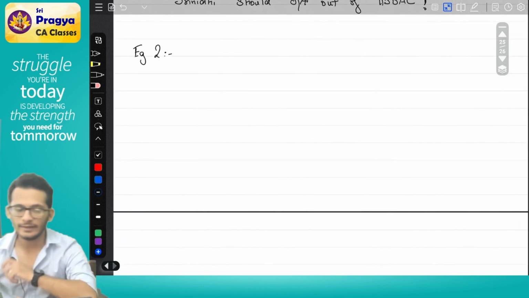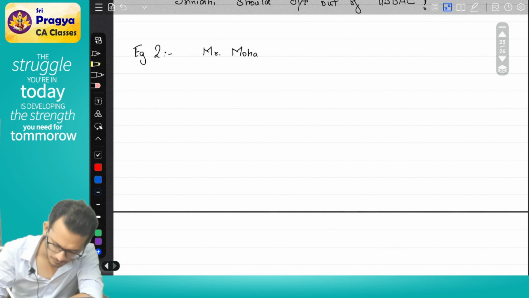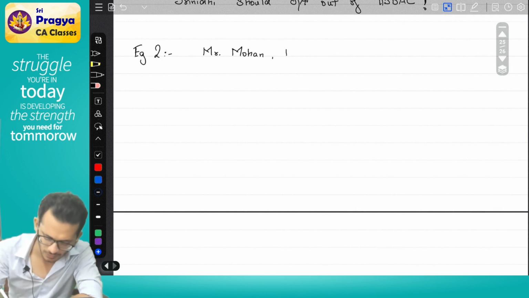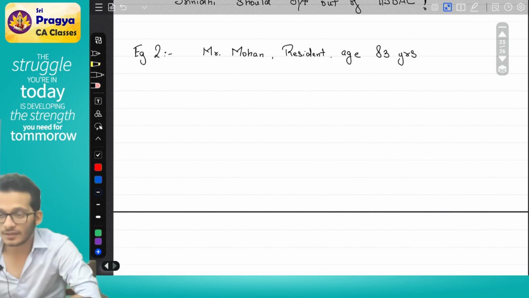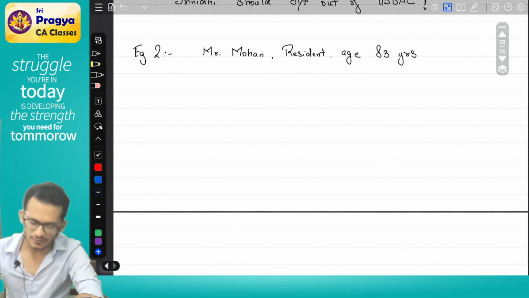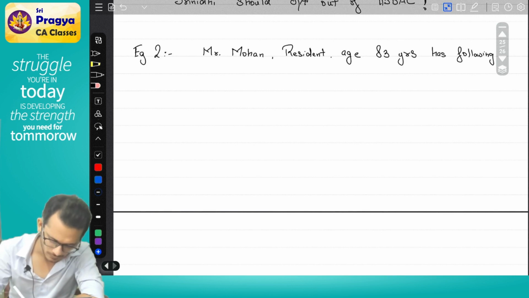Example number 2. We are coming and saying that there is a person called Mr. Mohan. He is a resident and his age is 83 years. He has told you that the income is as follows, under section 115 BAC.